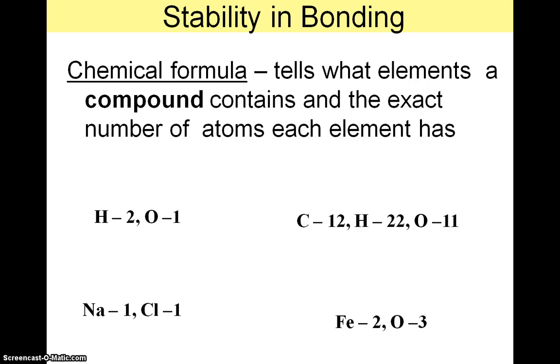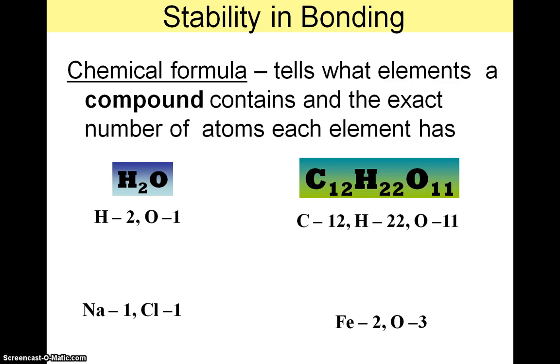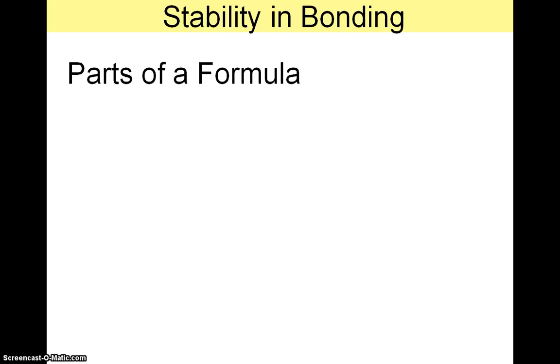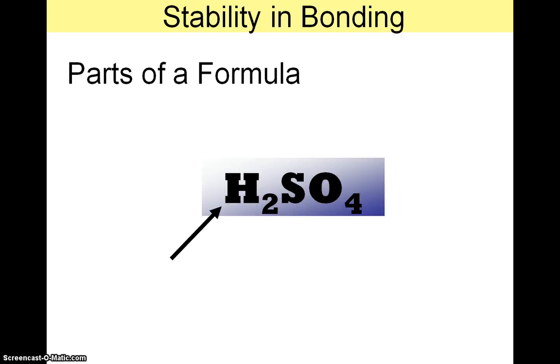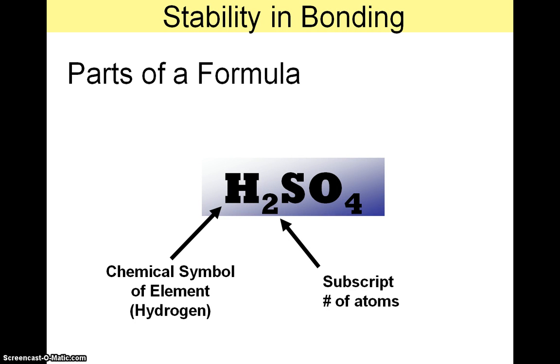So a compound has a chemical formula. It tells you the elements and how many atoms of each element are in that compound. So water is H2O because it has 2 hydrogens and 1 oxygen. C12H22O11 has 12 carbons, 22 hydrogens, and 11 oxygens. Iron oxide has 2 irons and 3 oxygens, and sodium chloride has 1 sodium and 1 chlorine. So in a formula, the parts of the formula are the chemical symbols and the subscripts, and these tell you the number of atoms.